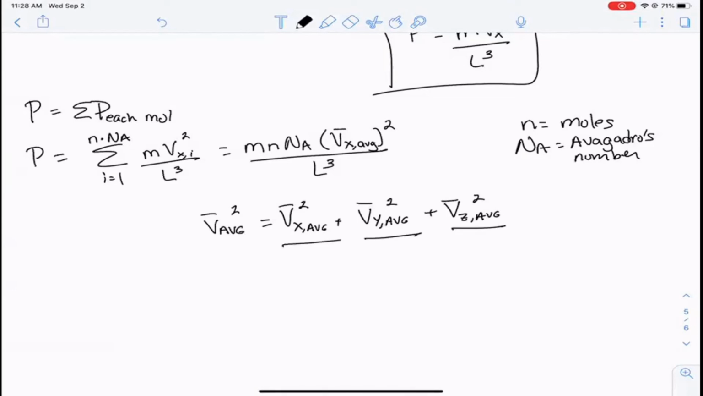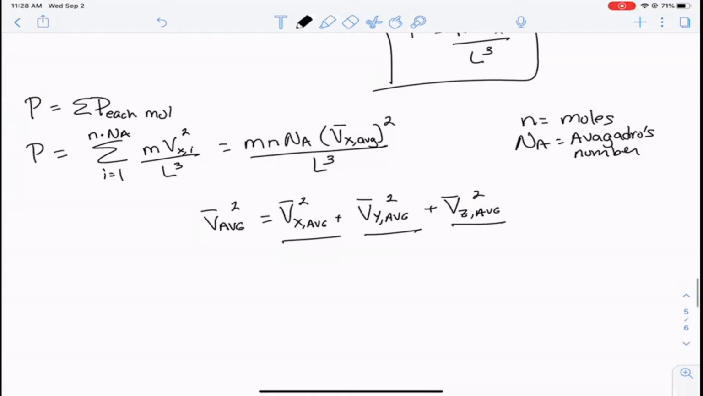If nothing else is influencing the motion, these three should be equal to each other. And if that's the case, we can actually just say that the average velocity squared is just equal to 3 times the average velocity moving in the x direction squared, right? Because y and z are just equal to that number.